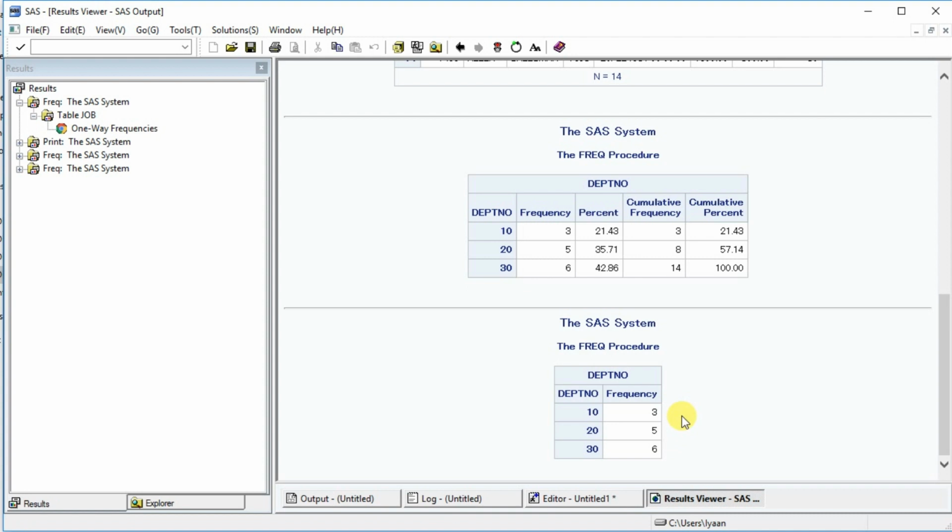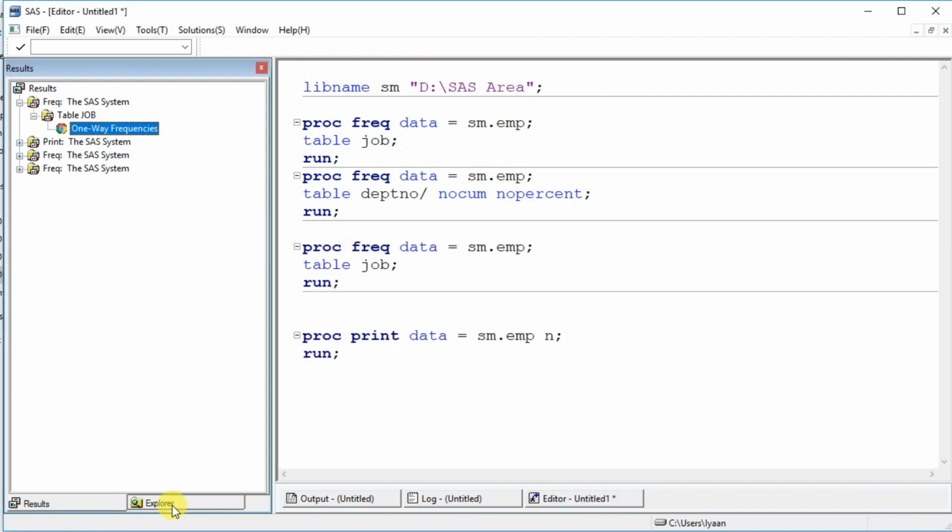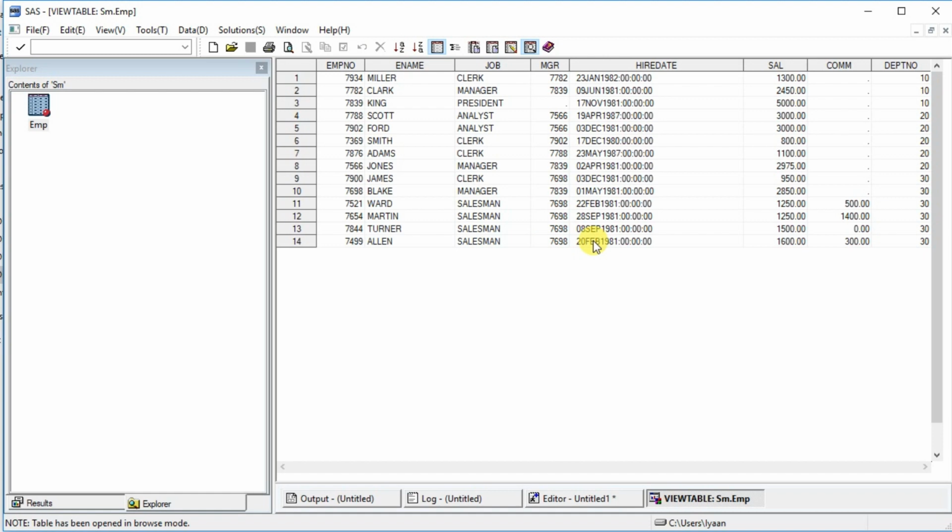So let's go back and use the same technique on 2 variables to classify the output. Now see this, this is the raw data. Let's generate a query where we want to see how many people, by job, like how many managers are in each department, and how many clerks are in each department.